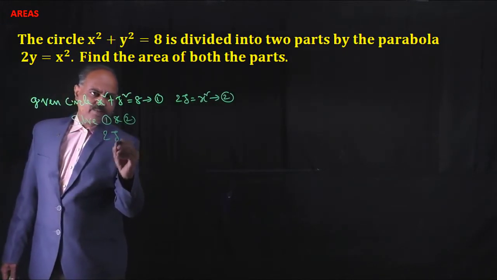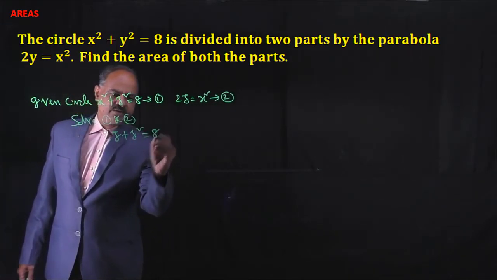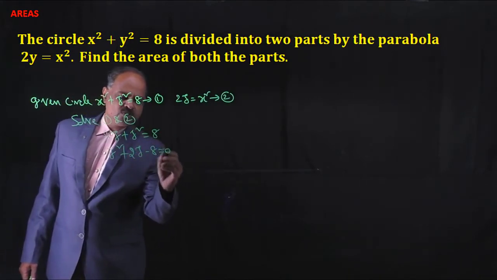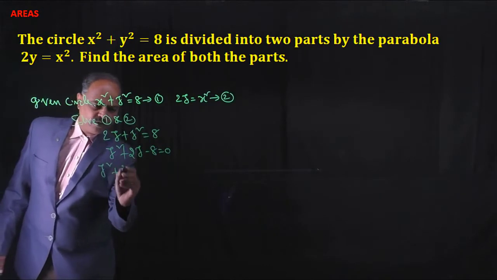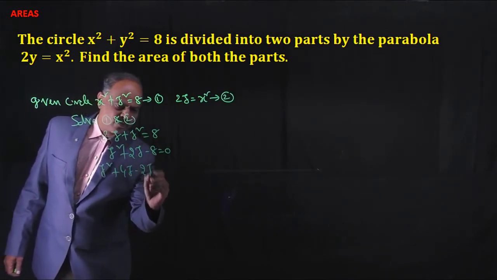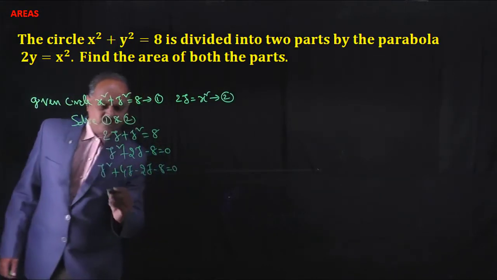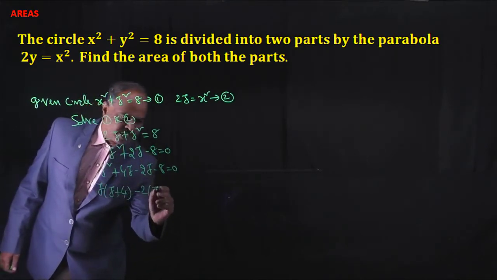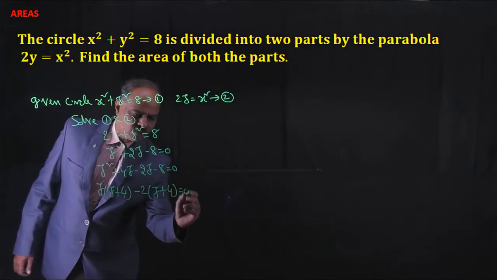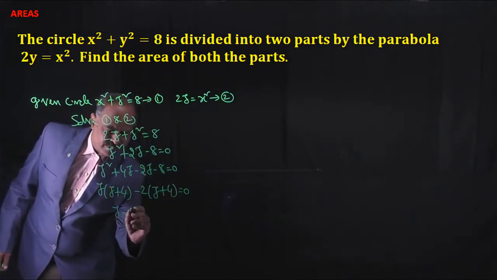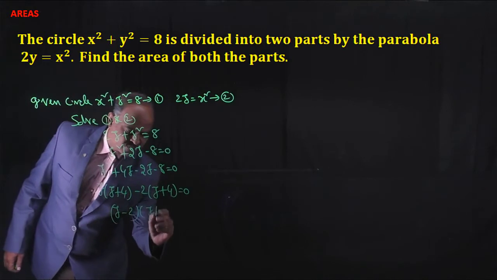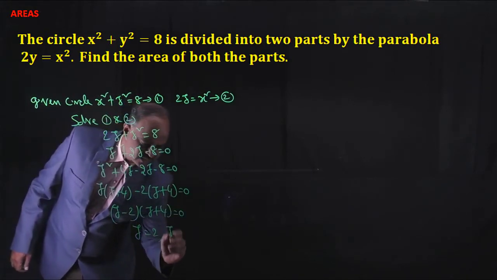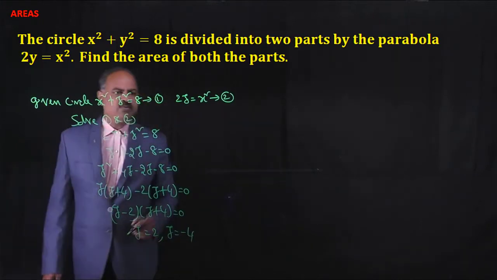So 2y plus y square equal to 8. So y square plus 2y minus 8 equal to 0. So y square plus 4y minus 2y minus 8 equal to 0. So y into y plus 4 minus 2 into y plus 4 equal to 0. So y minus 2 into y plus 4 equal to 0. So y is equal to 2 or y is equal to minus 4.